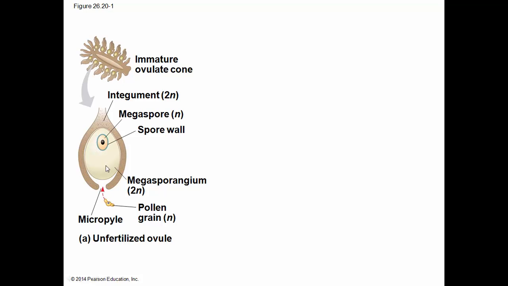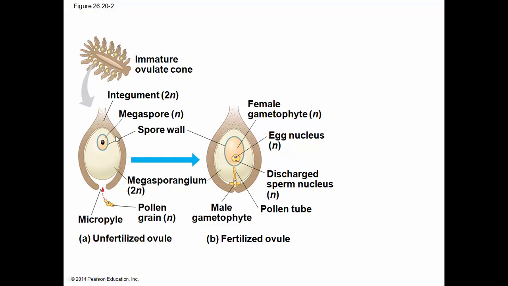The microgametophyte is surrounded by the integument, protected here. A megaspore develops into a female gametophyte, which produces an egg. The pollen grain, which had entered through the micropyle, contains a male gametophyte. The male gametophyte develops a pollen tube that discharges sperm, thereby fertilizing the egg.